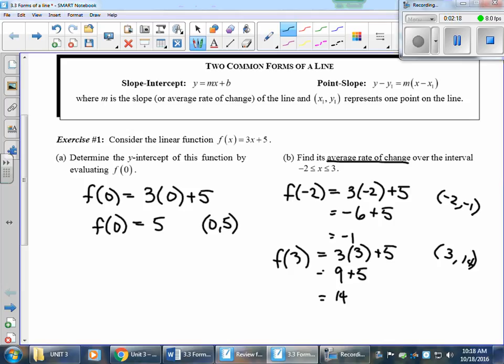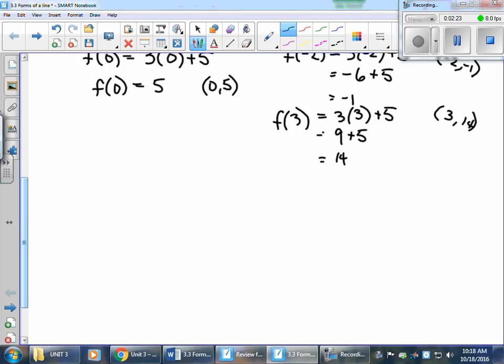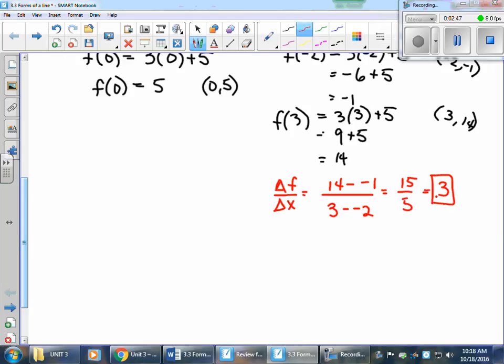So in order to find the average rate of change, which we just did in our last lesson, we have to calculate the change in f over the change in x, which is the same thing as the change in y over change in x, which is 14 minus -1 over 3 minus -2, which is 15 over 5, which is 3. Looks like a 0.3. It's not. It's just 3. So that's done. Pause, write down what you need to, and then we'll move on to exercise 2.